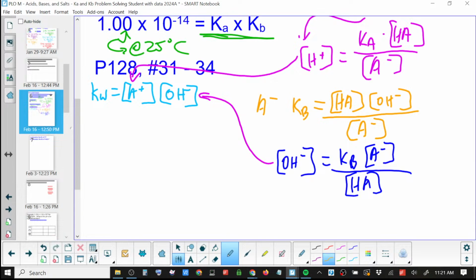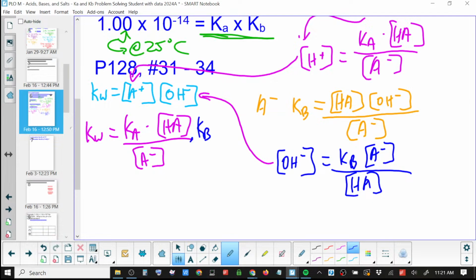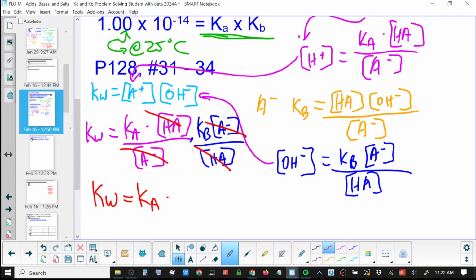So if I take the H plus there, KW equals KA times concentration of HA over concentration of A minus. And times KB, concentration of A minus over concentration of HA. Everything cancels. KW is equal to KA times KB.